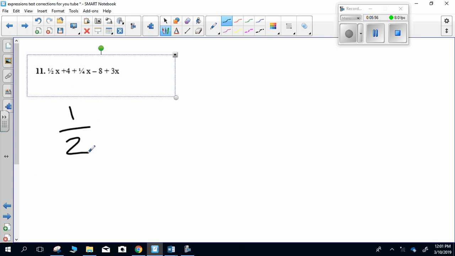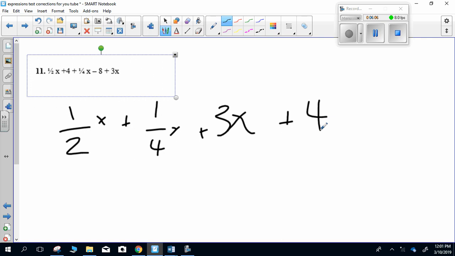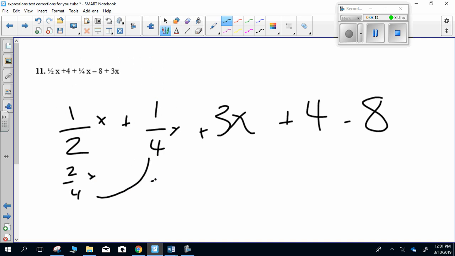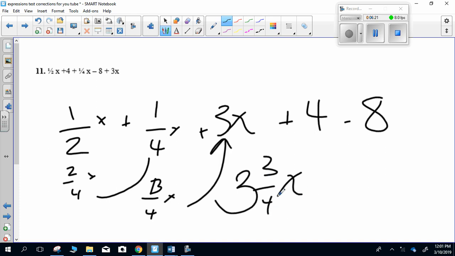So we're going to add 1/2 x plus 1/4 x plus 3x plus 4 minus 8. So 1/2 is 2/4 x plus 1/4 x. That gives me 3/4 x plus 3x is 3 3/4 x. Positive 4 plus negative 8 is minus 4, or plus negative 4. You could write 3/4 x plus negative 4 too.